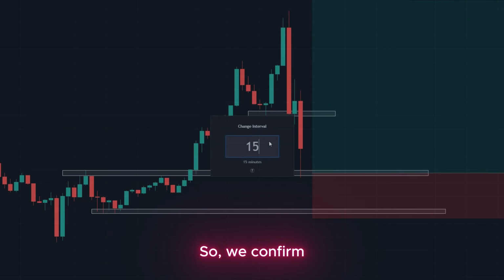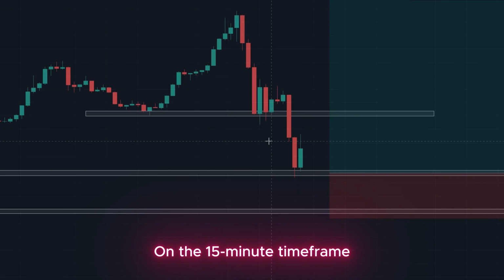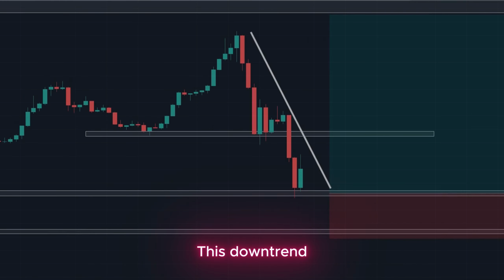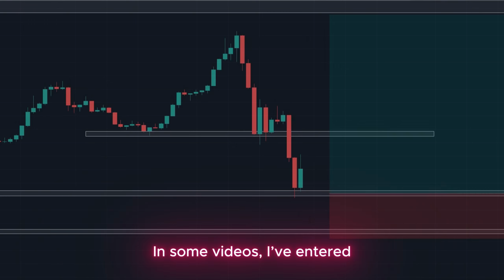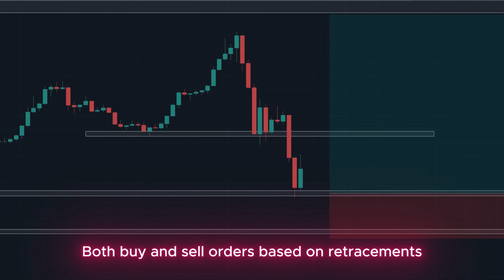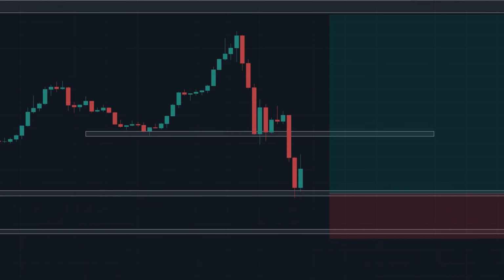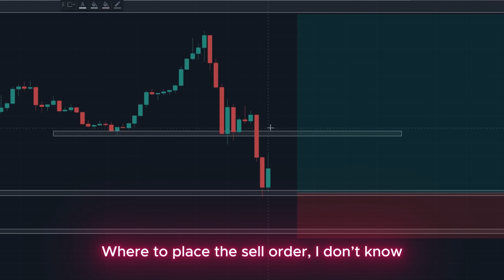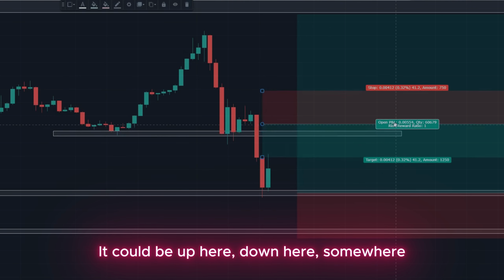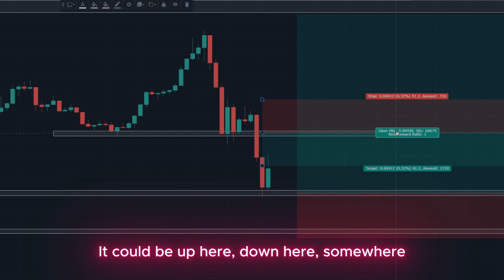So, we confirm. On the 15-minute time frame, this downtrend is just a retracement of the 1 hour time frame. In some videos, I've entered both buy and sell orders based on retracements. So, if we enter a sell order based on the retracement, in this case, what happens? Where to place the sell order, I don't know. It could be up here, down here, somewhere.